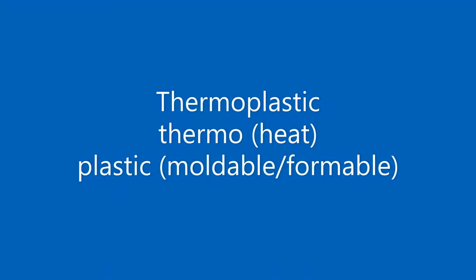Plastic materials can be divided into two groups. Thermoplastic materials are the ones you are most familiar with. If we look at the term more closely, this is what you see. Thermo means heat, and plastic means moldable or formable. Thermoplastics can be molded with heat.